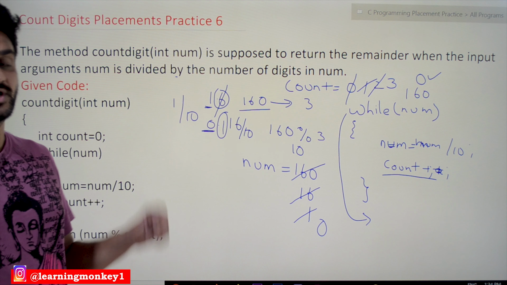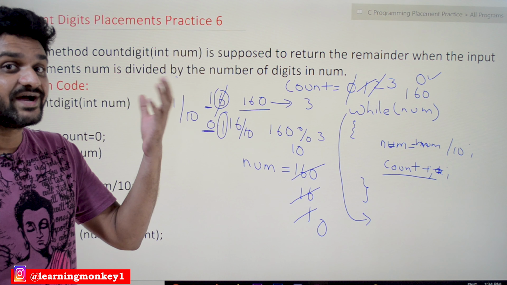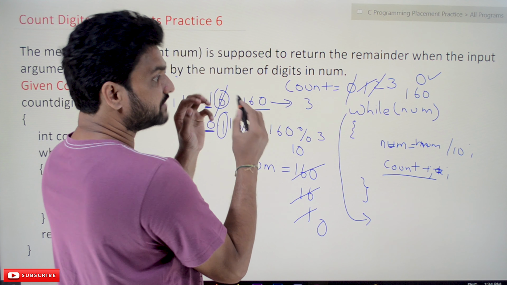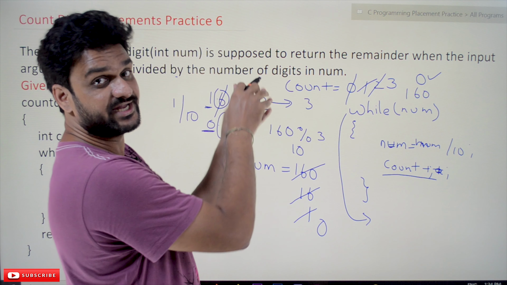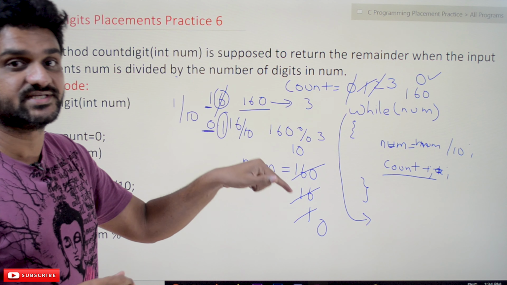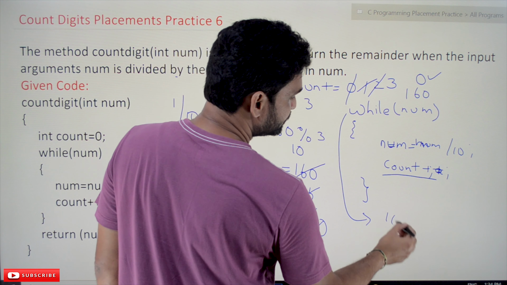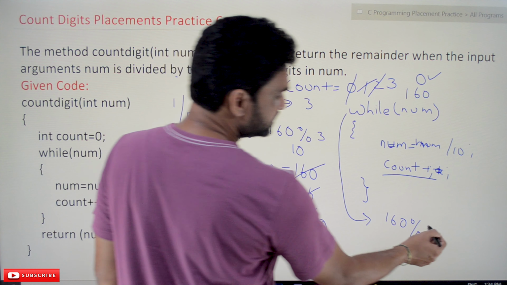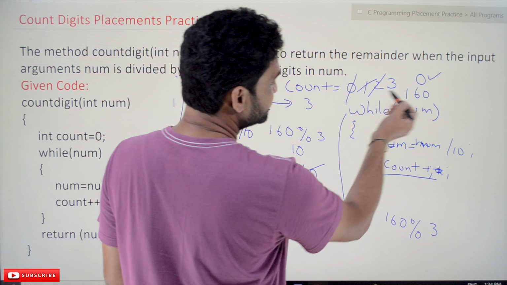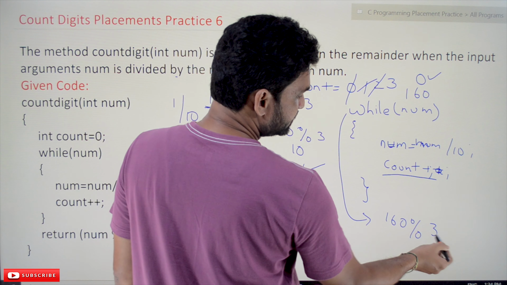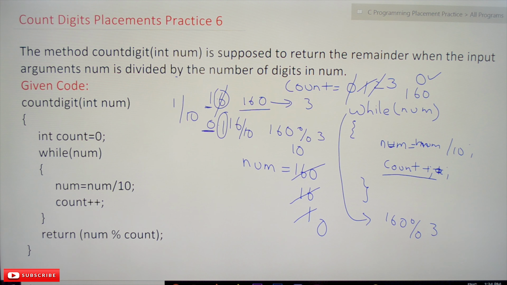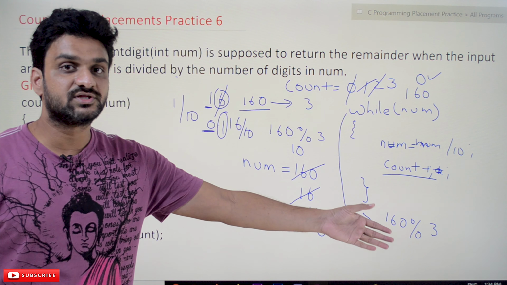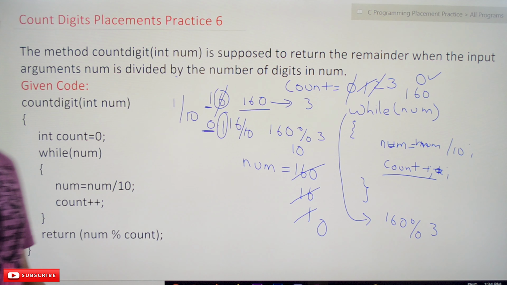Now the problem comes. Now what we have to do is divide the number. What is the number? It is the value stored in num. What is the value of num initially at the starting? It is 160. Now this 160 has to be modulus divided with the number of digits, which is count. So this is the logic. If you do this, the output is going to be 10, and that is going to be displayed.